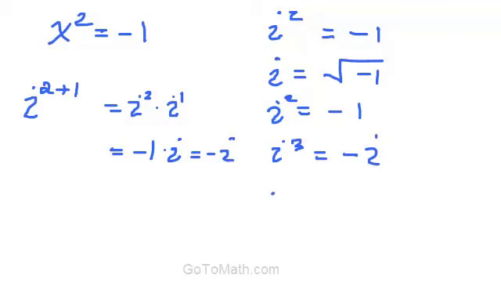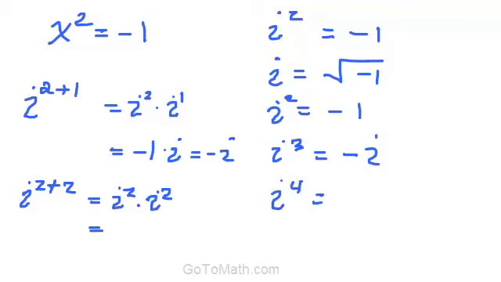Alright, what about i to the fourth power? This can be written as i to the 2 plus 2, so it's i squared times i squared. We know that i squared is negative 1 and that i squared is negative 1. Negative 1 times negative 1 is just a positive 1. So i to the 4th is just a positive 1.